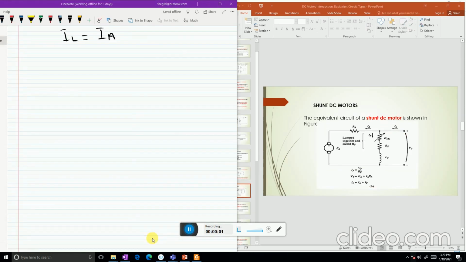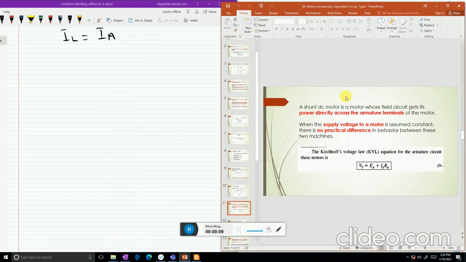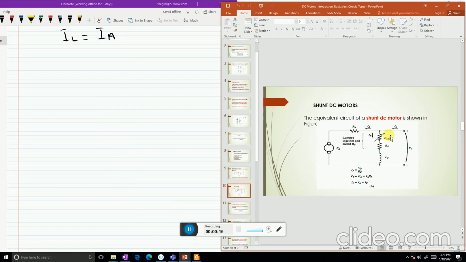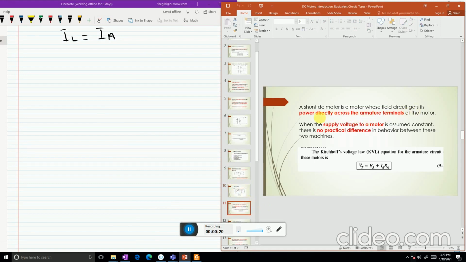So the second one is the shunt DC motor. The shunt DC motor equivalent circuit is shown in this figure. And what is a shunt DC motor? A shunt DC motor is a motor whose field circuit, this one field circuit, gets its power directly across the armature terminals of the motor.